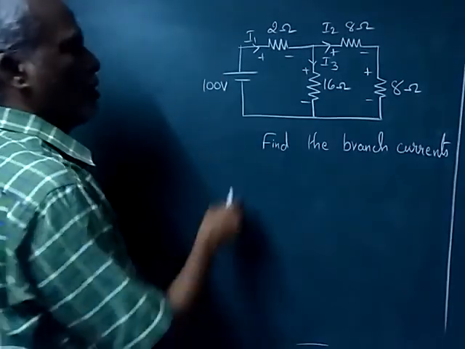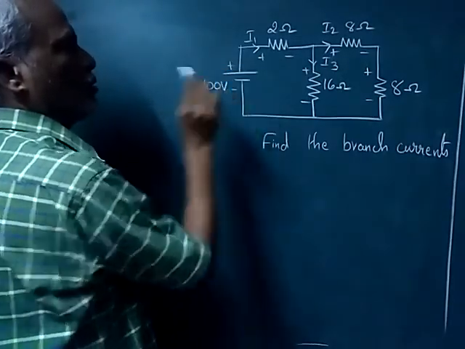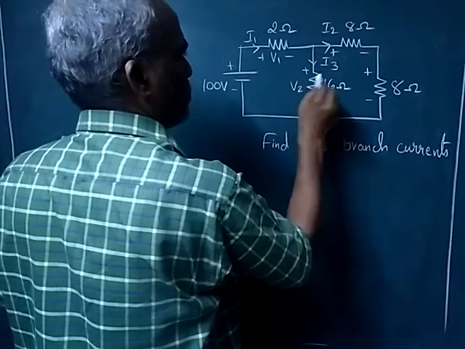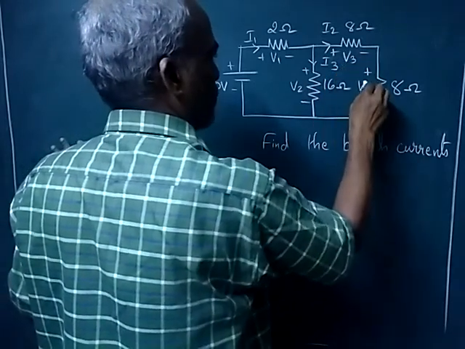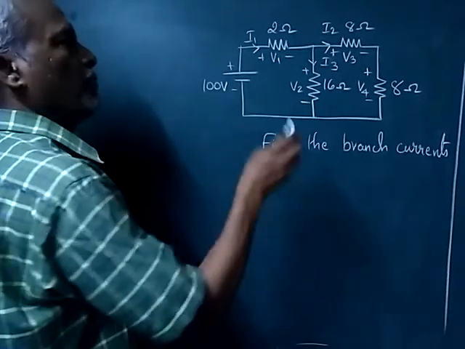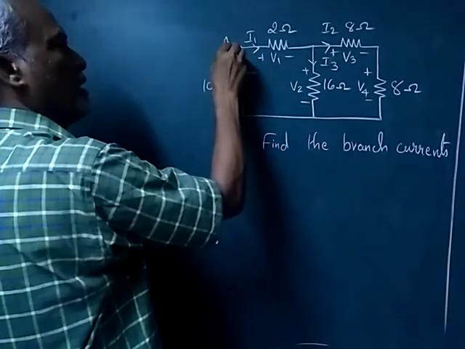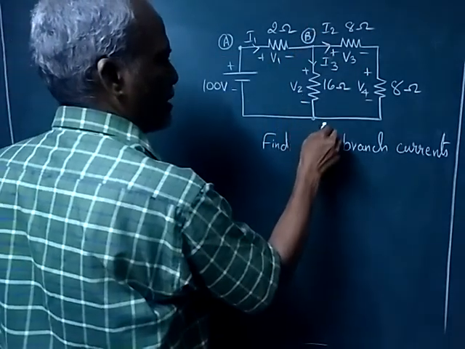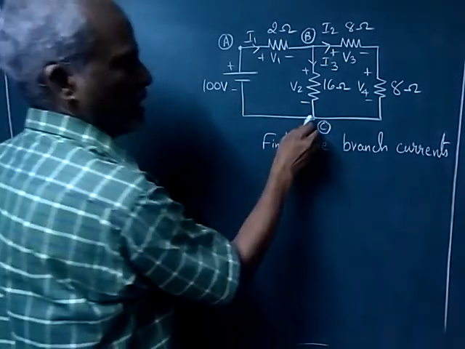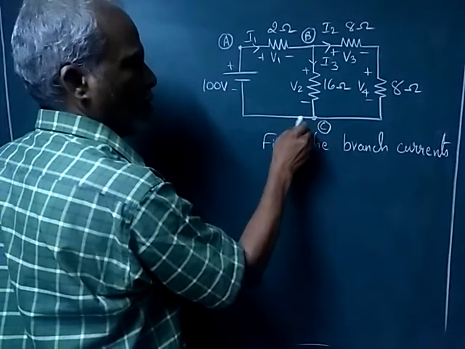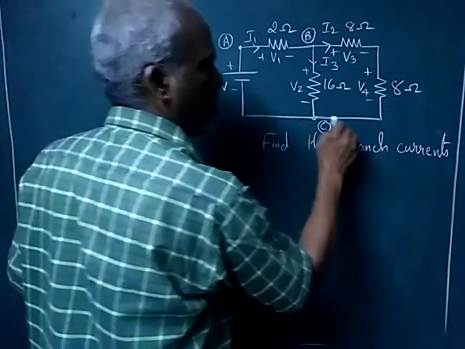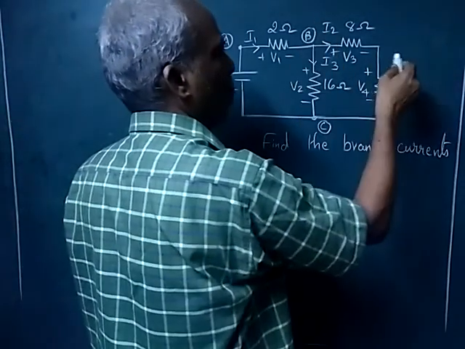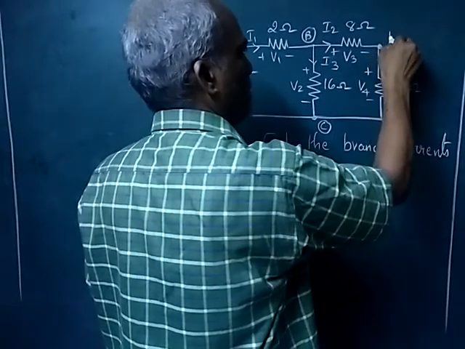Because these two are in series, this is higher, this is lower, because current flows like this. Now the polarity for this is negative, positive, and you have 100 volts. Now say some voltages V1, V2, V3, V4. Now name the nodes. Maybe I call this point A, this point B, this point C. If I say this point as C, it means that all these points are C, because it's the same point, same node. Now this is B.